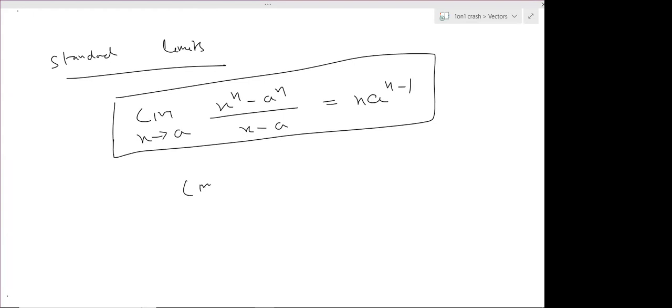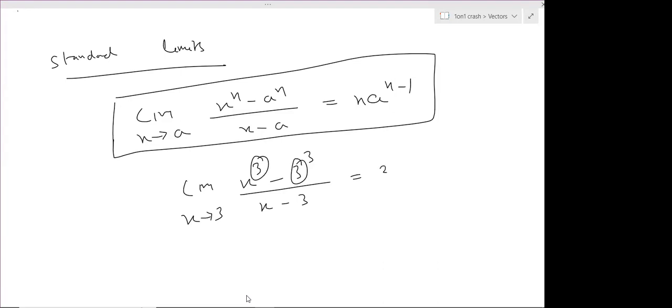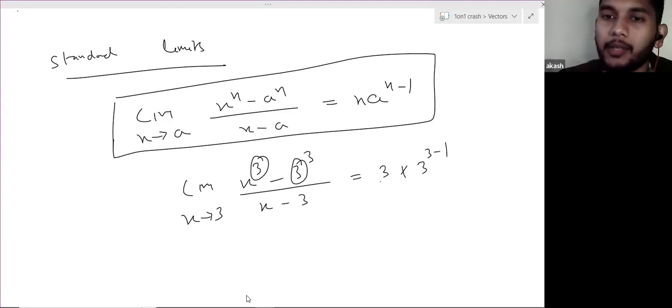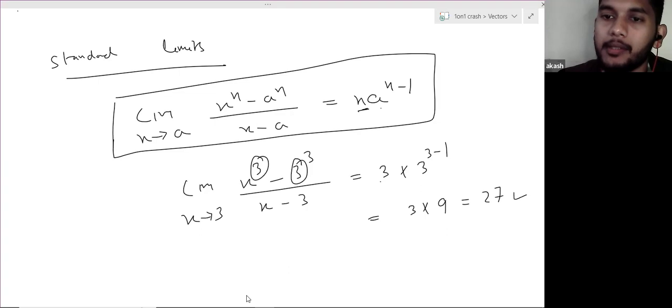All right, suppose we have limit x cube minus 3 cube, whole divided by x minus 3, limit x tending to 3. So according to the formula, here the value of n is 3 and a is also 3, right? So 3 into 3 to the power 3 minus 1, right? Not 9. n into a to the power n minus 1. So this is 3 into 9, which is 27. All right.